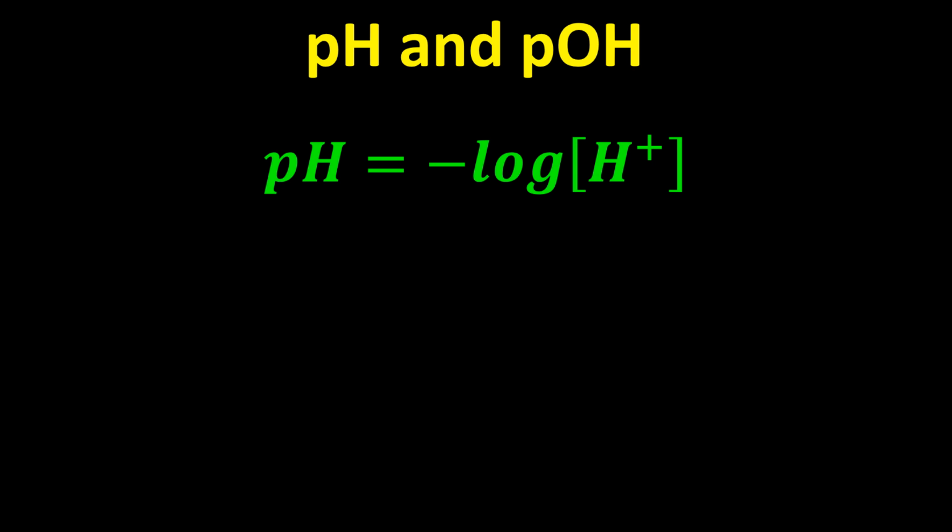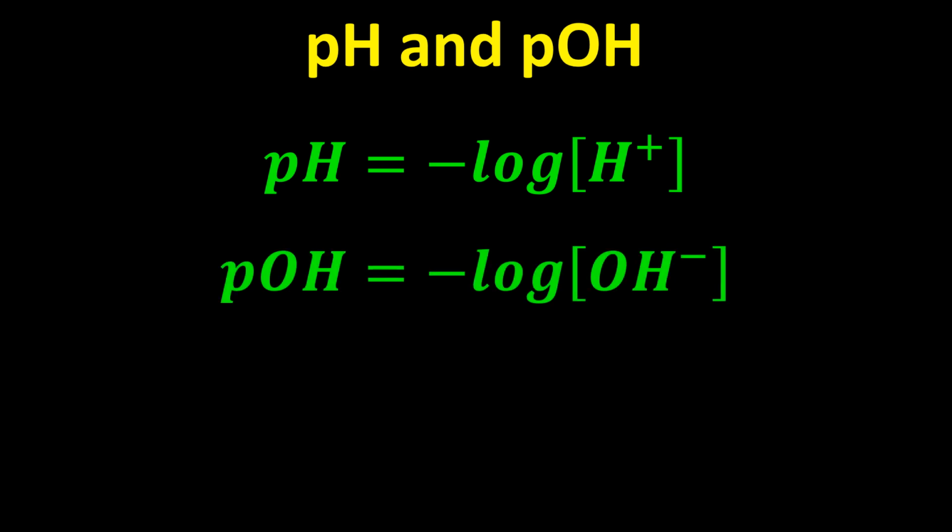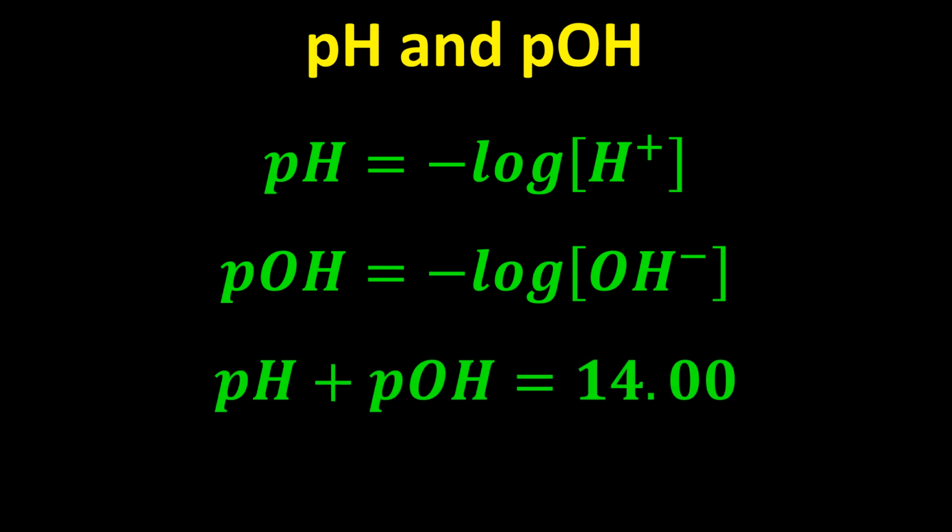So the pOH is very similar. pOH is the negative log of the hydroxide ion concentration. And again, this is going to change between 0 and 14. One thing that's convenient is that if you know pH or if you know pOH, you can figure the other one out using this equation, because the pH plus the pOH always will equal 14.